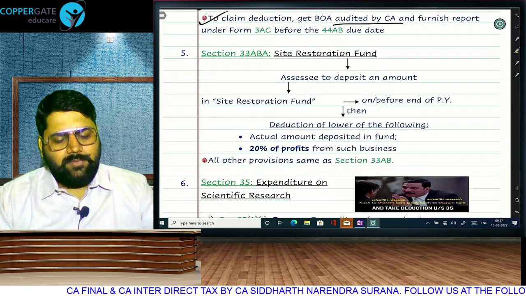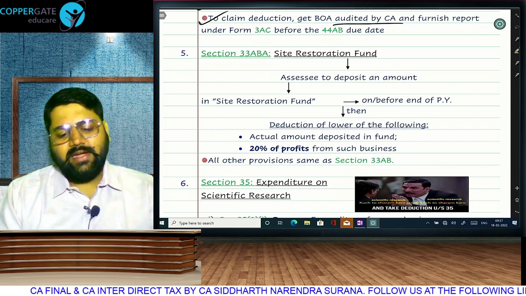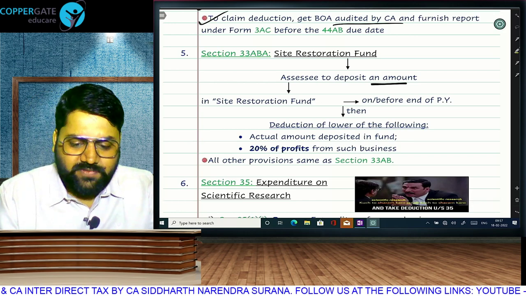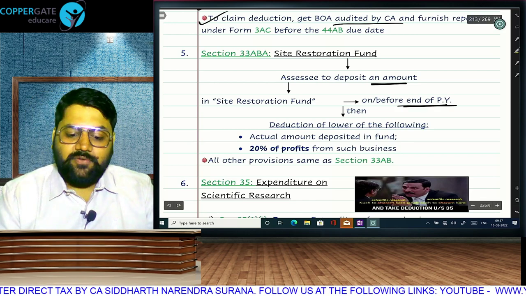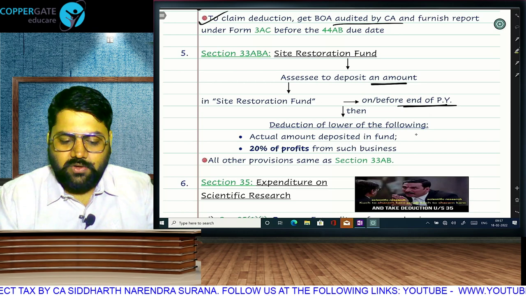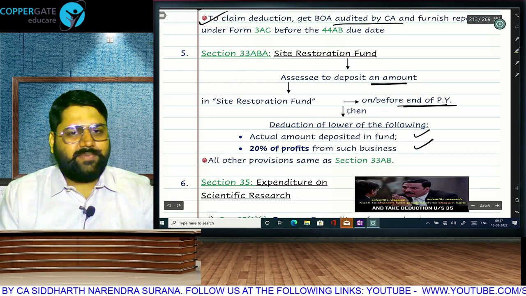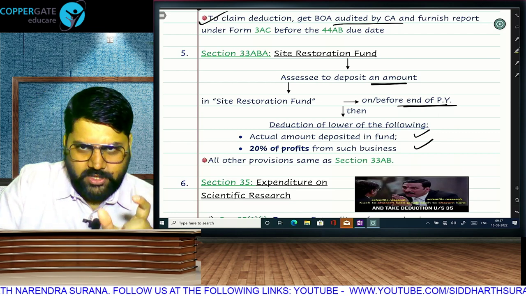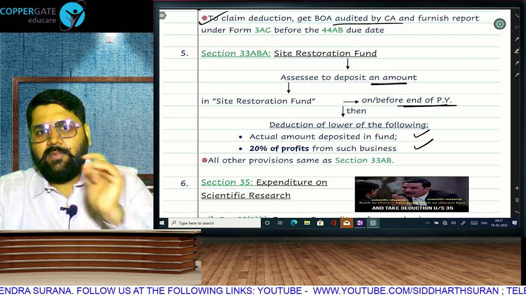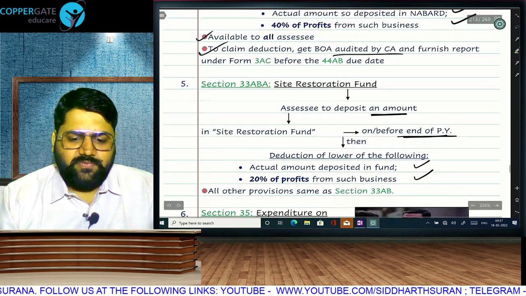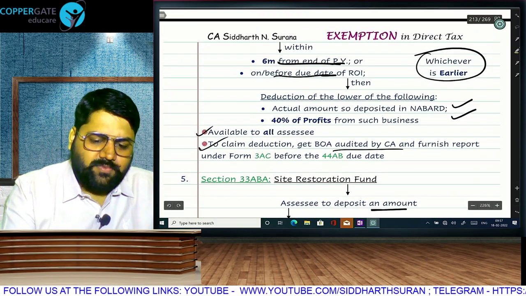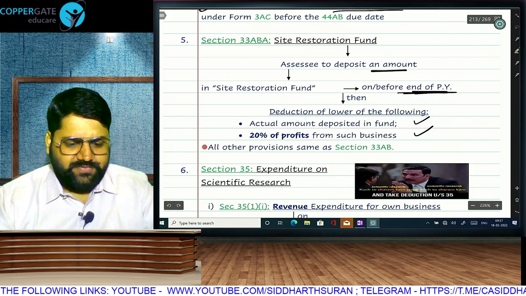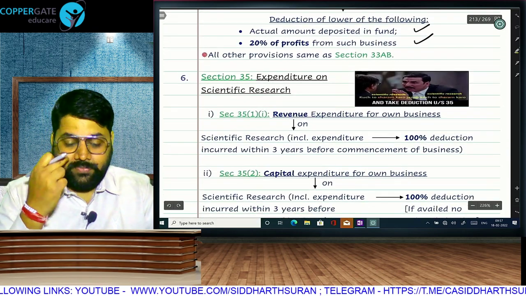Similar to 33AB, there is 33ABA, this is the site restoration fund. You have to deposit in an account with SBI that you will be maintaining on or before the end of the previous year. Here you will get deduction of the actual amount deposited or 20% of profit. In the tea, coffee, rubber section, it is amount deposited or 40% of profits, and here it is amount deposited or 20% of profits. There you have to deposit within 6 months or before due date of return, whichever is earlier. Here you have to deposit before the end of the previous year, then all other conditions are same.